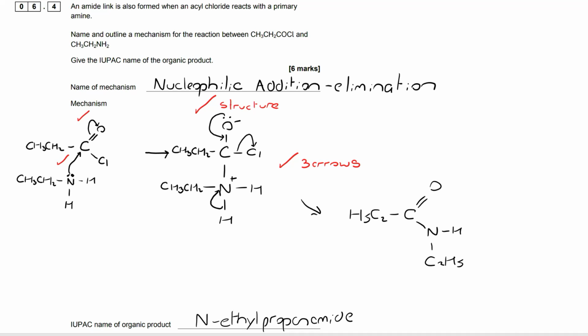And finally, we have the name of the organic product. So it is an amide. We can see that we have got propanamide, which would be the CONH2. But one of the H's on the NH2 is substituted by an ethyl group. So it's ethyl propanamide, but the final bit of notation here, we put the N in front of the ethyl to show that the ethyl is coming off the nitrogen within the amide.